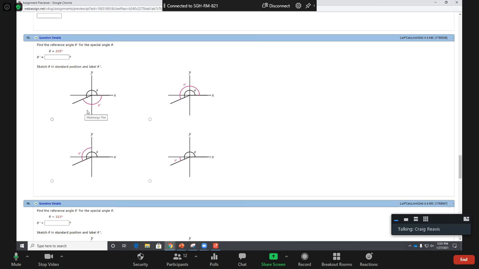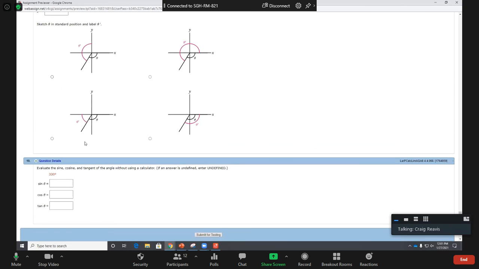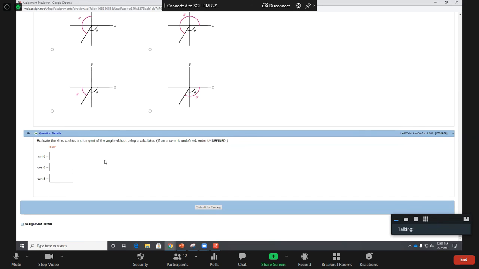Then here's finding reference angles. If theta is 205, which is in quadrant 3, that means we're going to take the number minus 180. Reference angle. And then the last one says evaluate the sine, cosine, tangent of the angle without using a calculator. 330 degrees. Basically, all you have to do is pull it off your unit circle, 330 degrees. So that's sort of it.